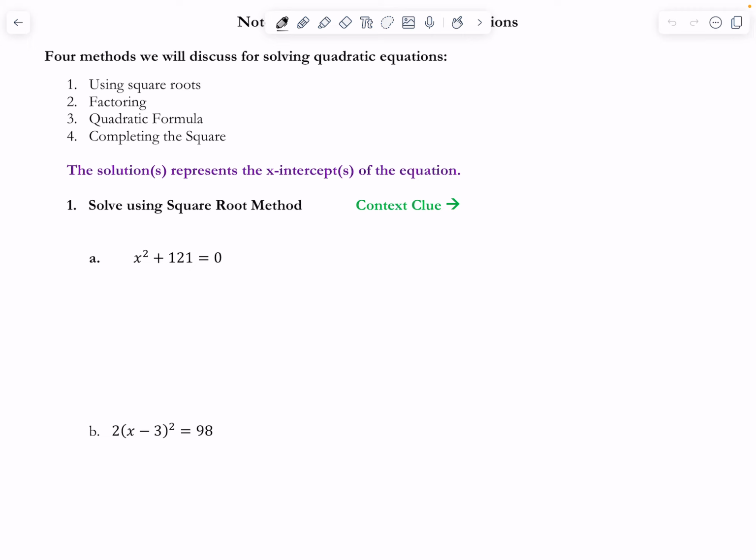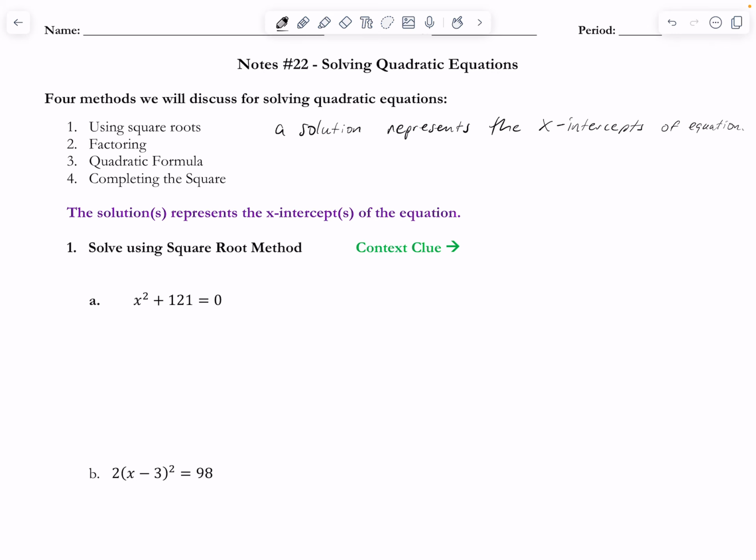Okay, so with this idea, you're going to see me or hear me and also read instructions, talk about ways to find these solutions. And a solution for a quadratic equation or quadratic function represents the x-intercepts of the equation. When we find x-intercepts, if you remember from your days in pre-algebra, x-intercepts means that you have some number in x and your y value is 0.